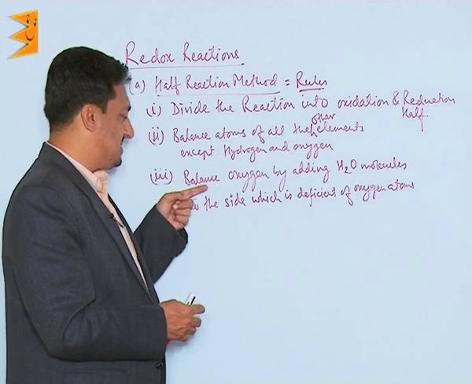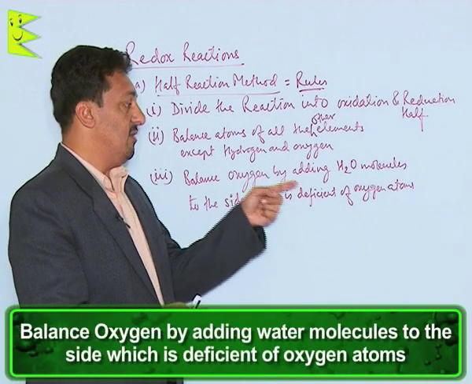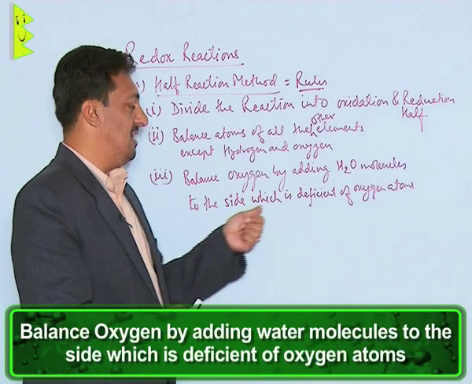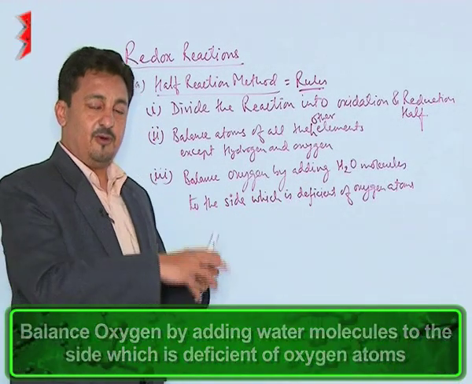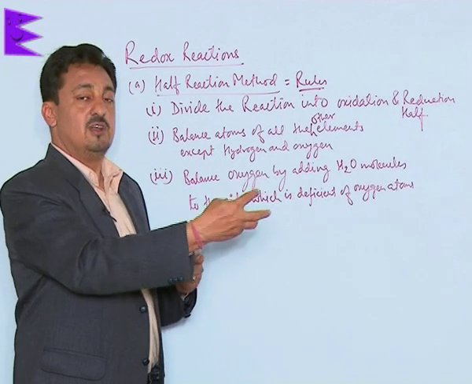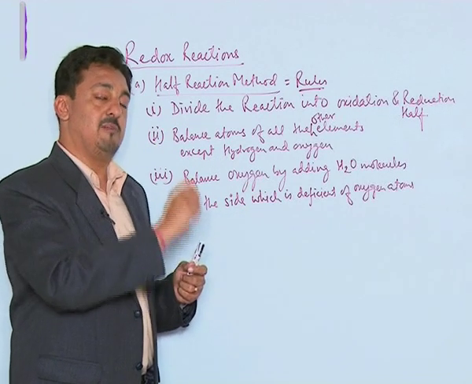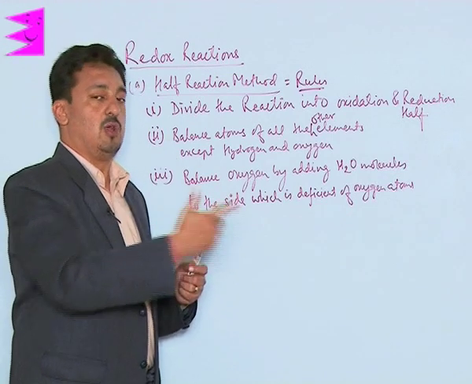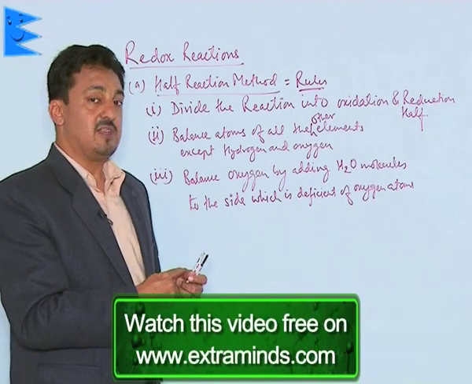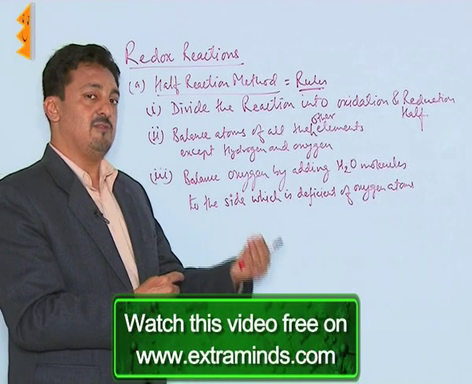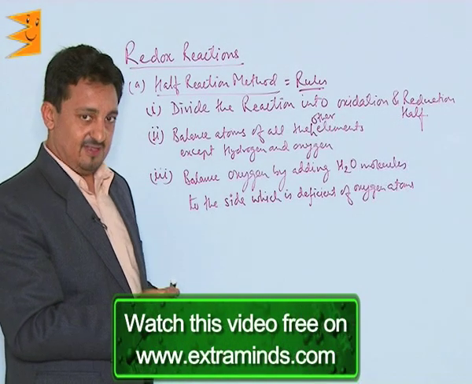The third rule says balance oxygen by adding water molecules to the side which is deficient of oxygen atoms. If suppose the right hand side is deficient of 2 oxygen atoms, we will put how many water molecules on the right hand side? 2 water molecules. If suppose the left hand side is deficient of 3 oxygen atoms, we will put 3 water molecules on the left hand side.